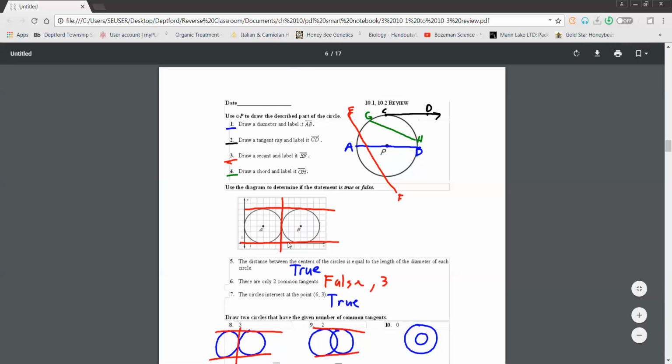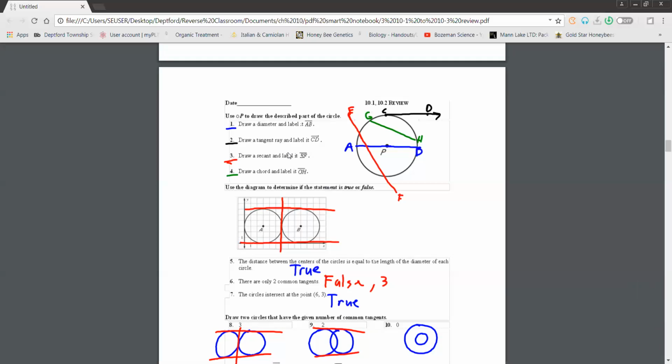So starting on 1 through 4, identifying the parts of our circle. Our diameter goes through the center and ends on the end points. The radius, which isn't on here, you should know, goes from the center to the edge. So AP and PB would both be radiuses, or radii.